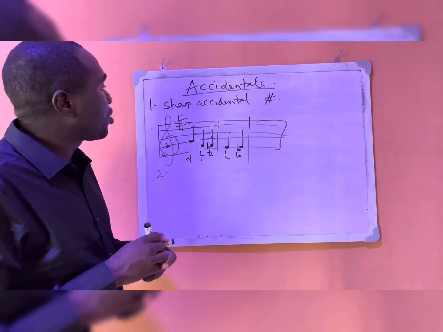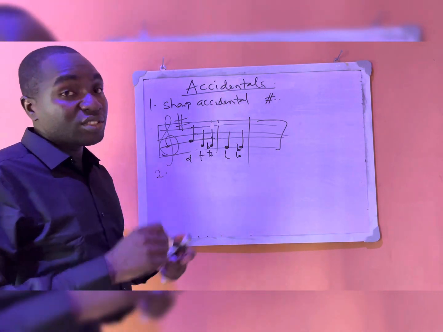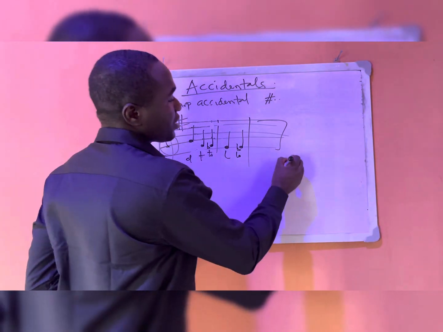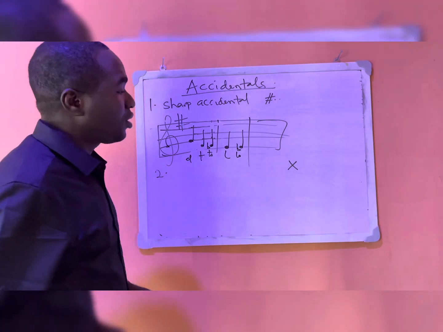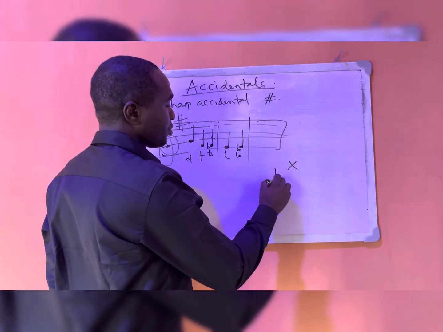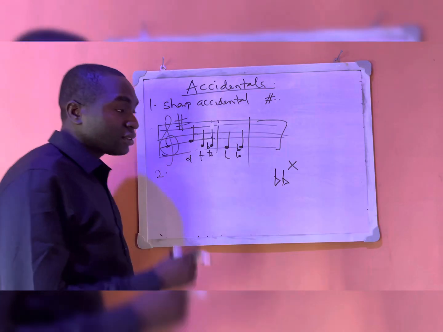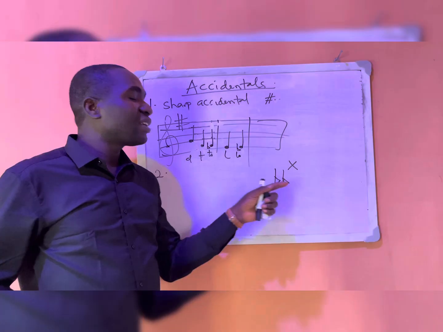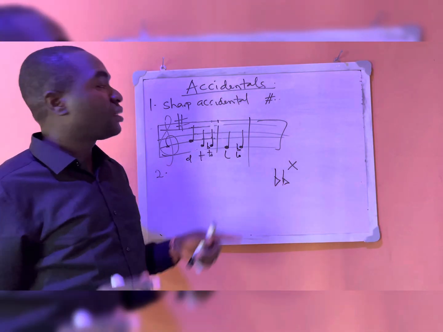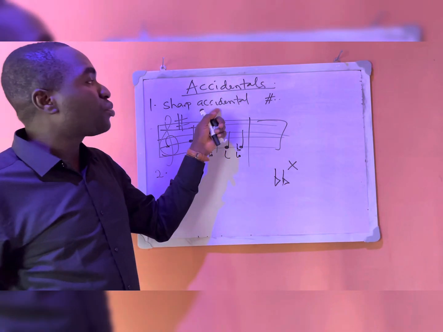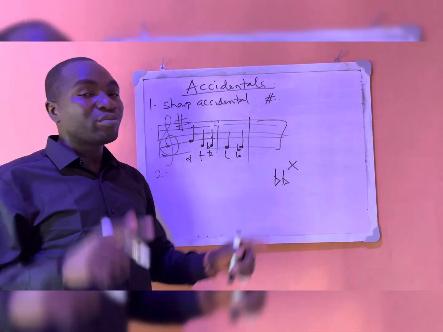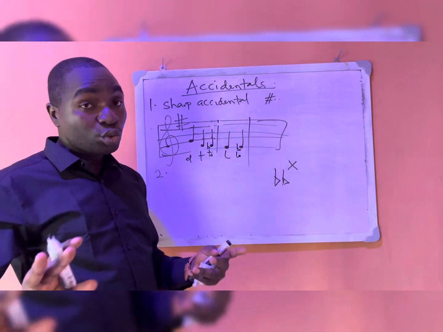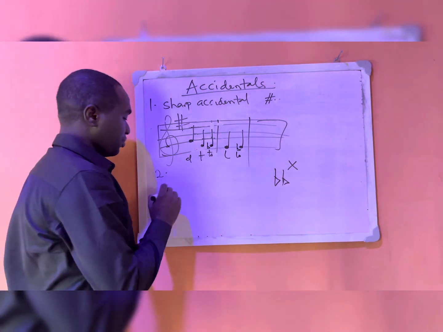Then let's look at the third one, double sharp, which is not very common. And then we have the double flat. The double sharp is written as an X symbol, whereas the double flat is written as two flats. A double sharp increases a note by a tone, whereas a double flat reduces a note by a tone. Take note of the differences. Sharp increases a note by a semitone, double sharp by a tone. Flat reduces a note by a semitone, double flat by a full tone. Good. So how does this work?